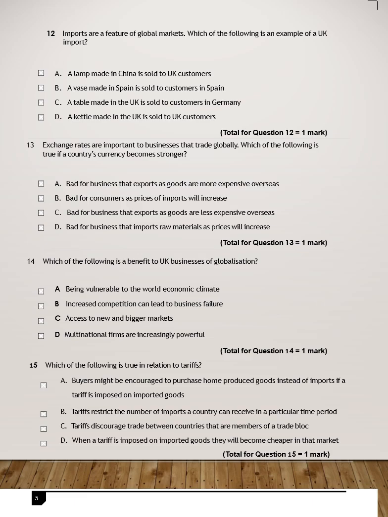A vase made in Spain is sold to customers in Spain. That is domestic production and domestic consumption. It is not an import at all. A table made in the UK sold to customers in Germany is an export. A kettle made in the UK sold to UK customers is a domestic sale. So option A is the right answer. That is also a very simple question. You can easily understand that one.